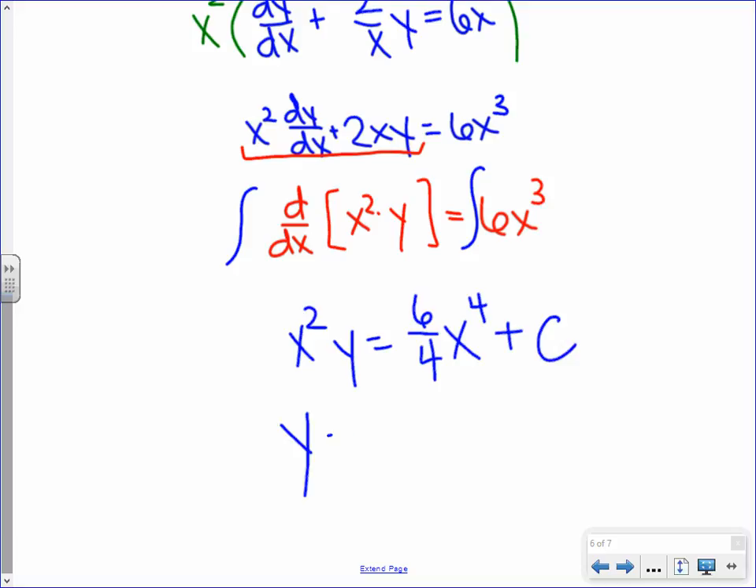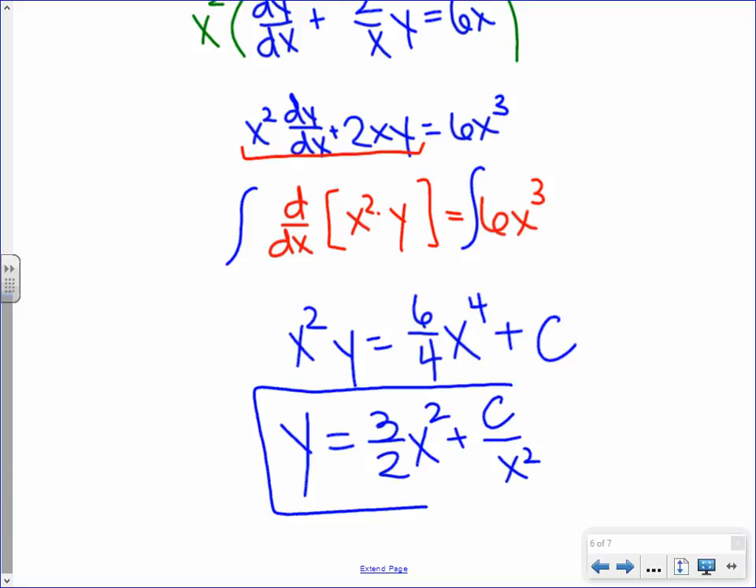And then to solve for y, we would have to divide by x squared. So I would probably write this as 3/2 x squared plus c over x squared. That's probably how I would write it.